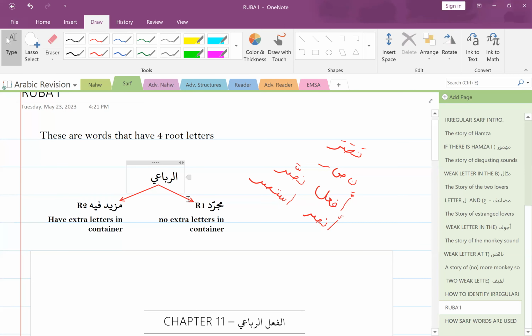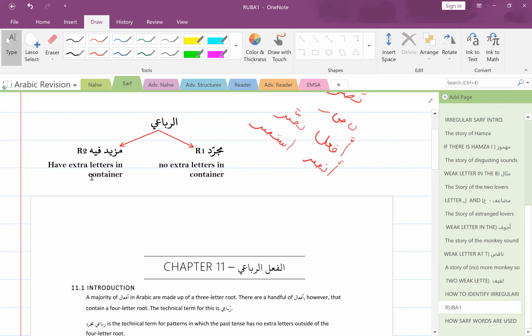Now, Rubaa'ii is also categorized into the same categories, Mujarrad and Mazid Fihi. Just like in Thulathi, we had Mujarrad and we had Mazid Fihi. Same thing with Rubaa'ii. We have Rubaa'ii Mujarrad and Rubaa'ii Mazid Fihi. What does that mean? It means the same thing. If it is limited to only 4 letters, it's going to be called Mujarrad. If you take it and put it into a certain container, then it's going to be Mazid Fihi.